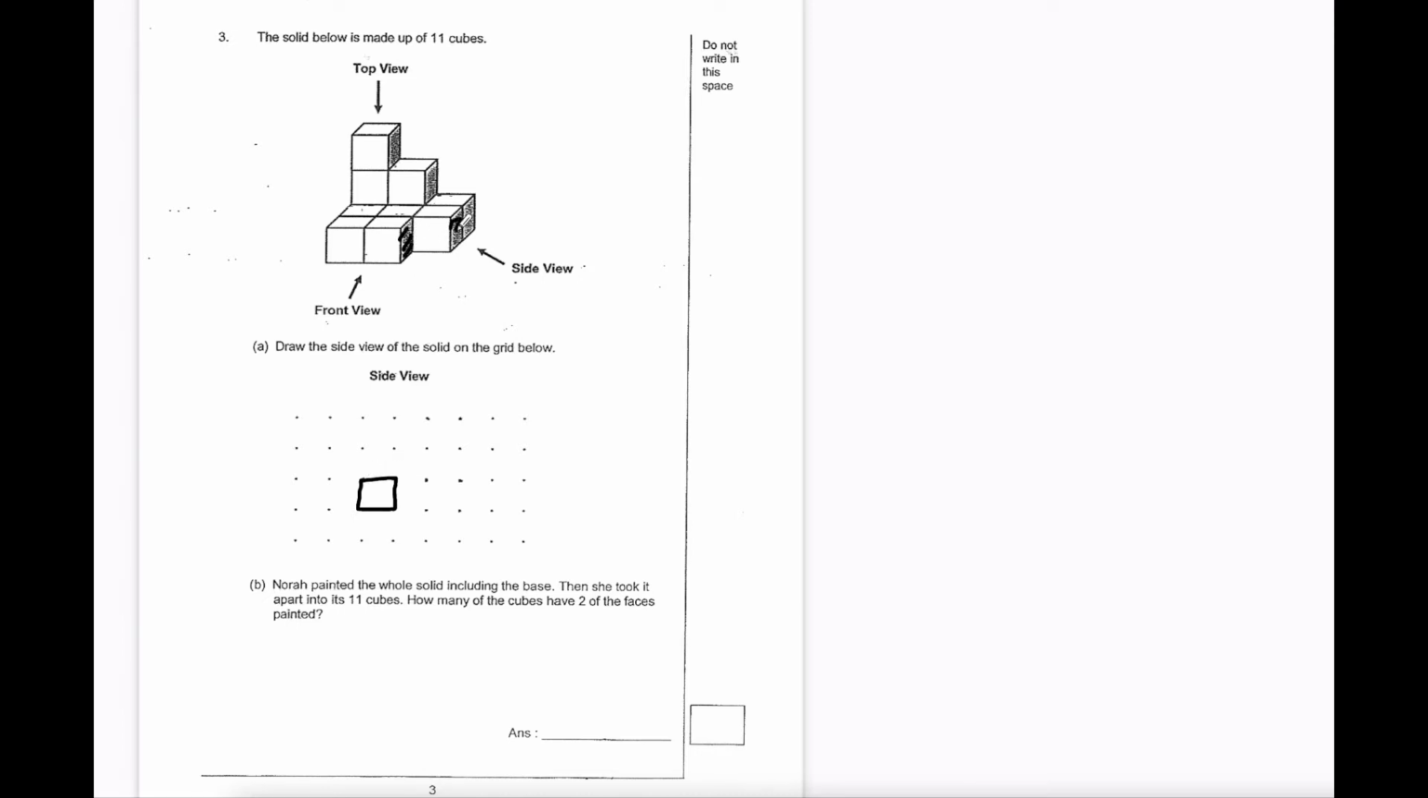Okay, so the next box at the side is also only one level. So we draw this box. Okay, and the last box here, there are 3 levels. Okay, so this is how it will look like. That's it. Okay, let's move on to part B. Nora painted the whole solid including the base. Then she took it apart into its 11 cubes. How many of the cubes have 2 of the faces painted?